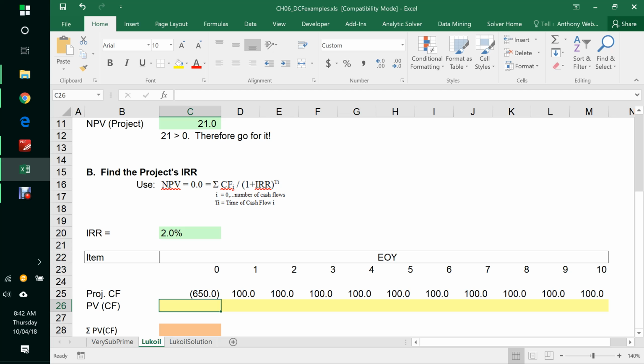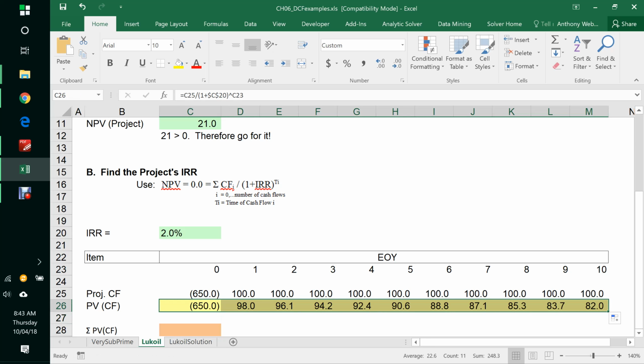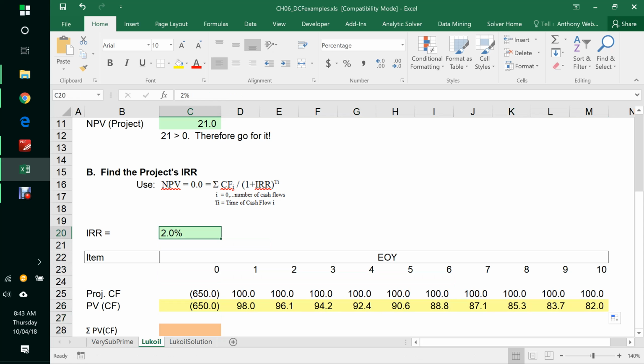All right, so I've got the same deal here. I need to discount each of these cash flows, so now I'm going to discount by 1 plus my guess for the IRR, and I want to lock that down and raise that to the amount of time that's elapsed, which in this case is 0. And I think I've got a good general formula there. Yeah, it's looking pretty good. I do my double check again. Yeah, that's good.